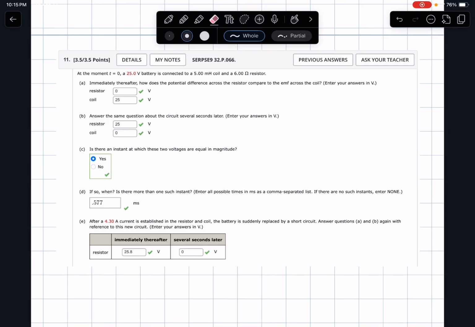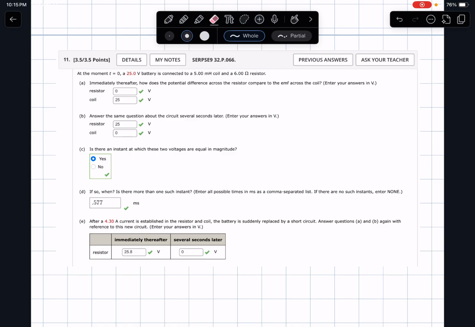Alright, web assigned 12E, number 11. At the moment t equals 0, a 25-volt battery is connected to a 5 millihenry coil and a 6 ohm resistor. Part A. Immediately thereafter, how does the potential difference across the resistor compare to the EMF across the coil? Enter your answers in V.